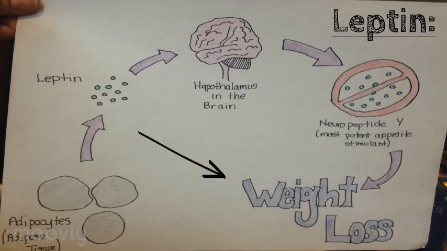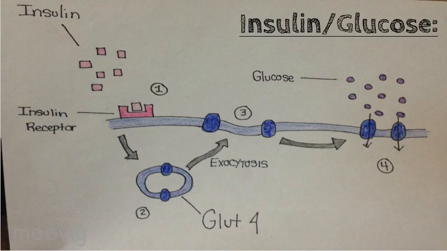weight loss. Ultimately, when there is an increase in adipose tissue, there is an increase in the amount of leptin being produced. In obesity, for reasons unknown, there is a lack of response to the appetite-inhibiting effects.